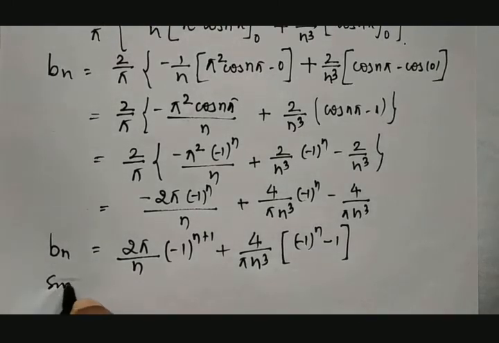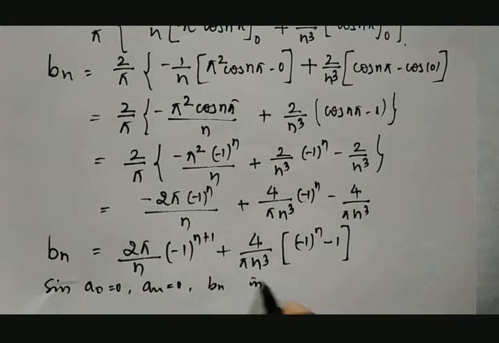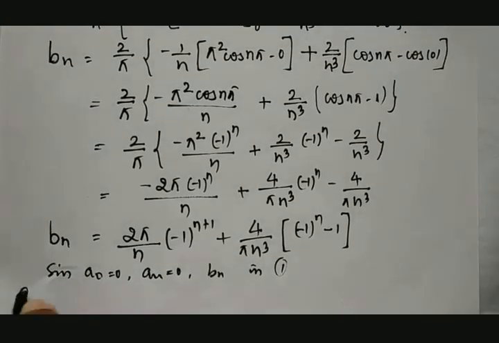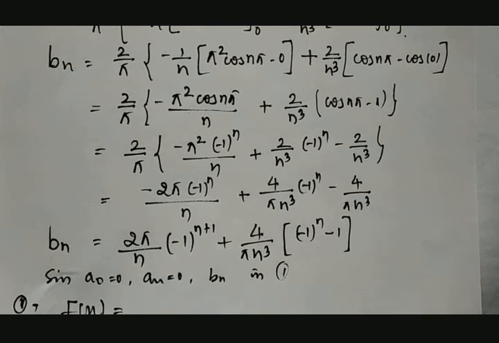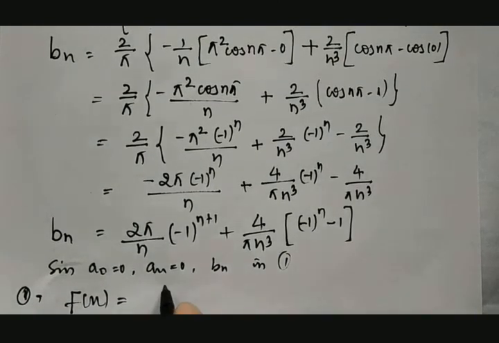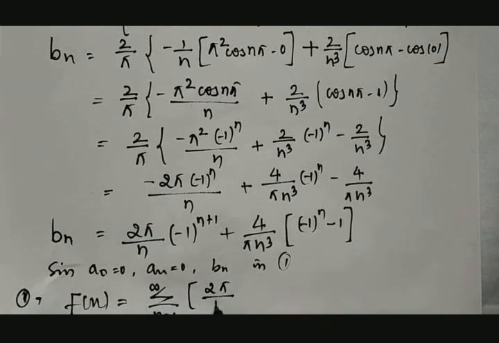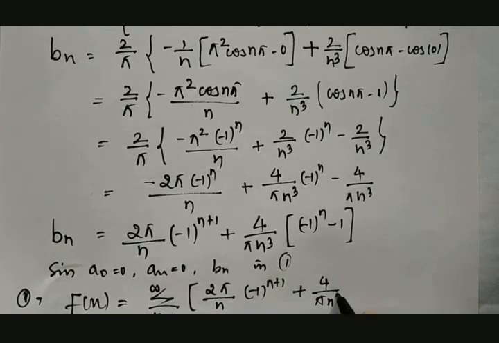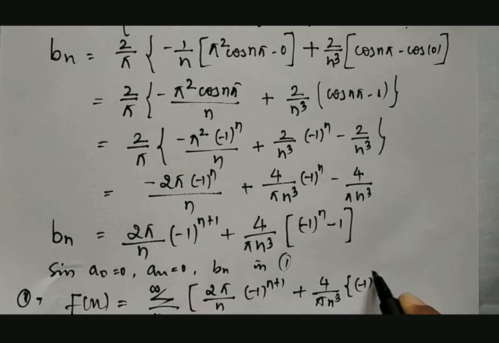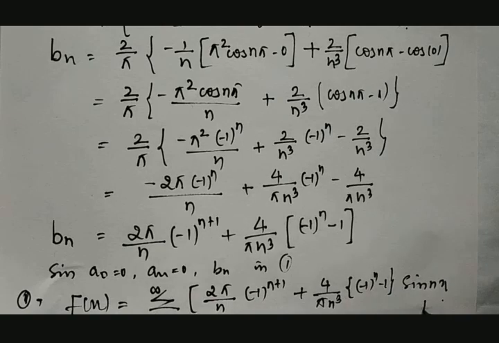Therefore, substitute the value of a naught equal to 0, an equal to 0 and bn in equation number 1. Then equation number 1 becomes f of x is equal to a0 0, an 0. So summation from n equal to 1 to infinity of bn. What is bn? bn is this whole thing, that is 2 pi divided by n into minus 1 raised to n plus 1 plus 4 divided by pi into n cube into minus 1 raised to n minus 1 into sine nx. So this is the required Fourier series.